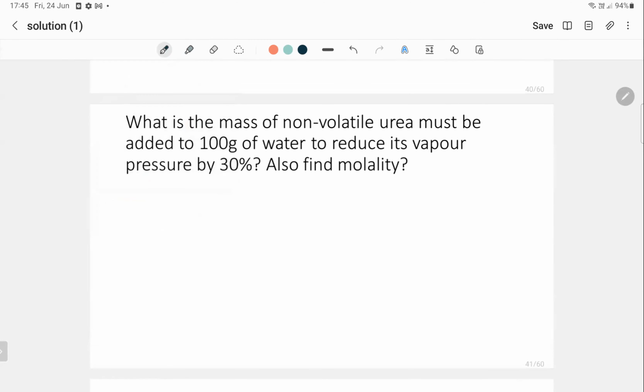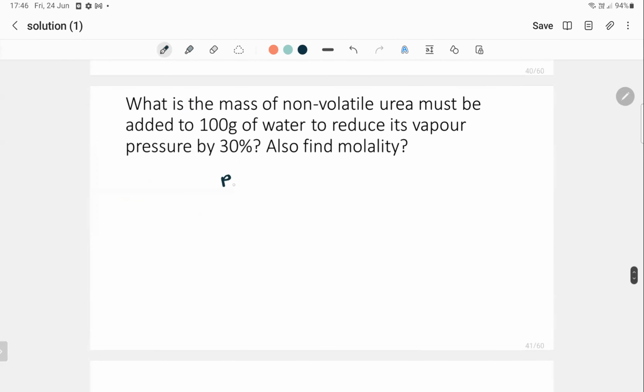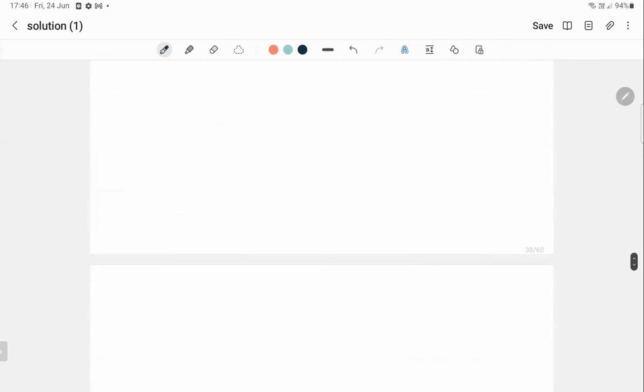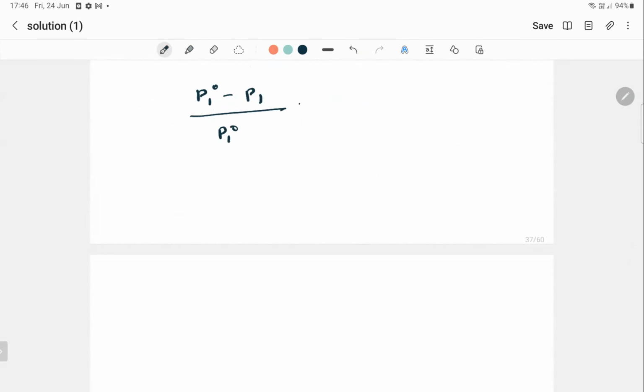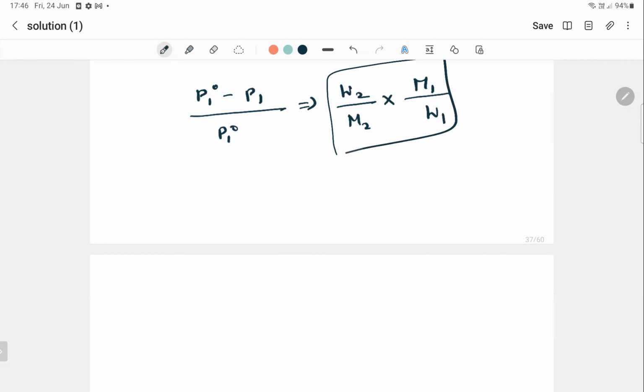What is the last one's formula? The relative lowering of vapor pressure formula is (P1 naught minus P1) divided by P1 naught is equal to the given mass of the solute divided by the given molar mass of the solvent. This is what the thing. Now we can write this as X2. So (P1 naught minus P1) divided by P1 naught.